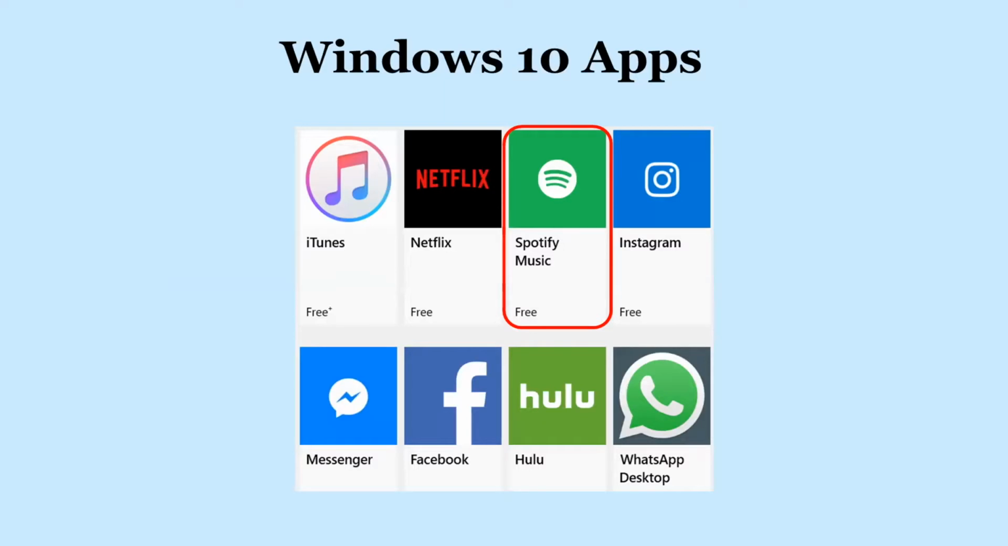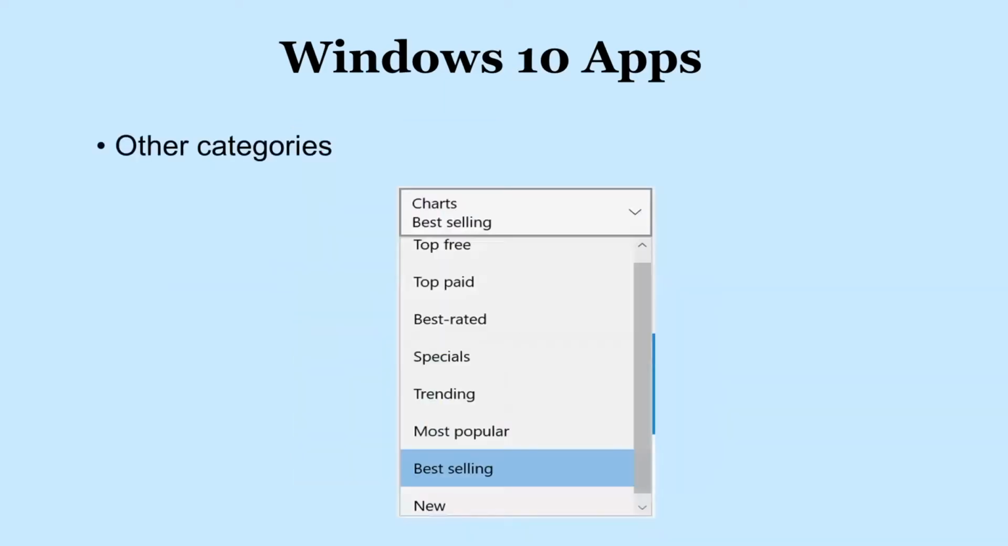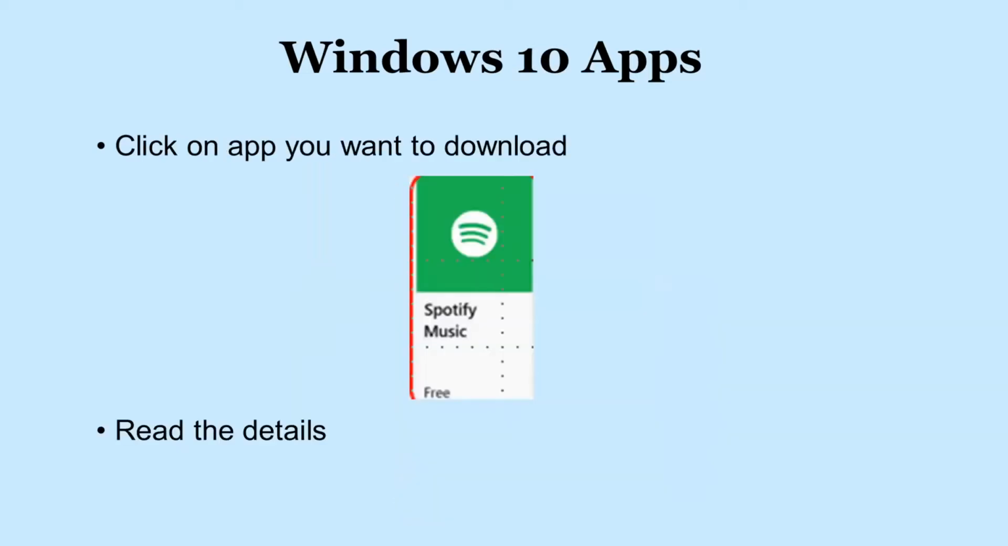Now, were you going to use Spotify here as an example? By the way, if you don't realize it, Spotify has been bought out by Microsoft because their music store and selection did not take off. Nobody used it. So they decided to buy something that everybody was familiar with and did use. So charts, best selling, top free. Those are the other categories that you can pick.